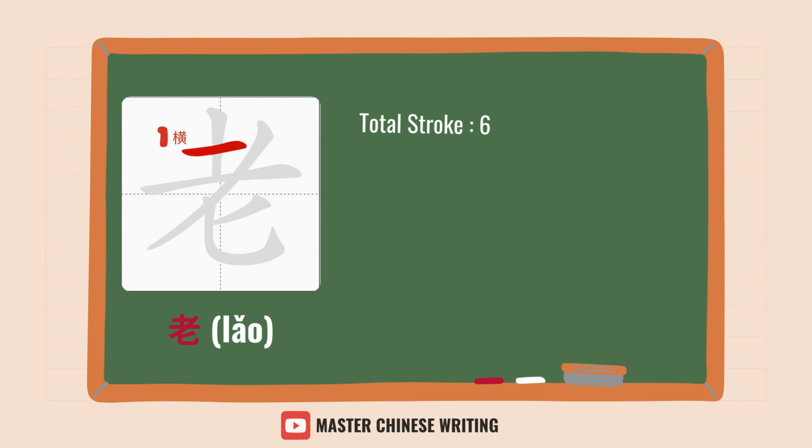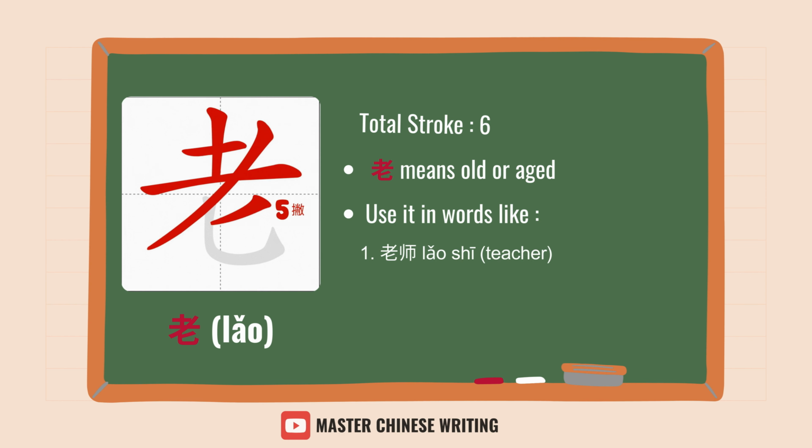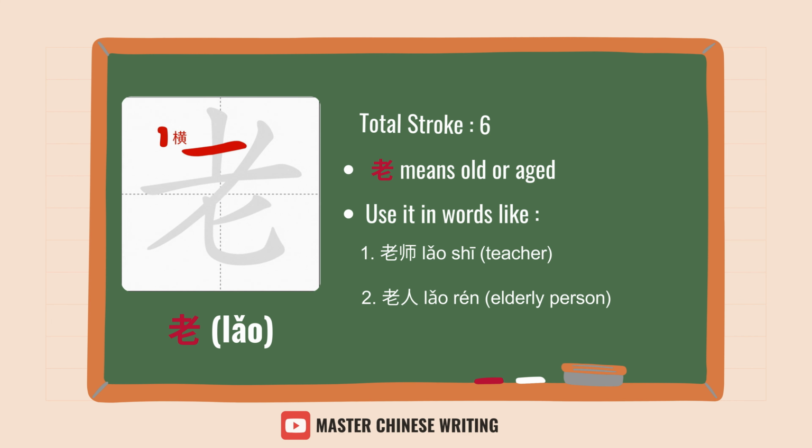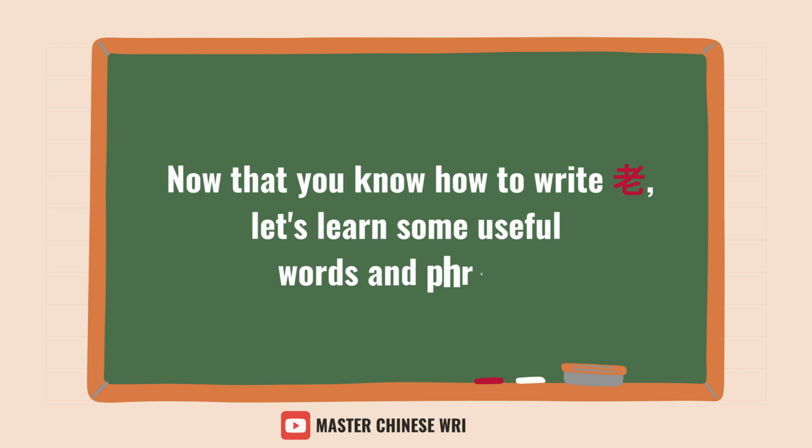横竖横撇撇竖弯钩. 老 means old or aged. Use it in words like 老师, teacher, or 老人, elderly person. Now that you know how to write 老, let's learn some useful words and phrases.